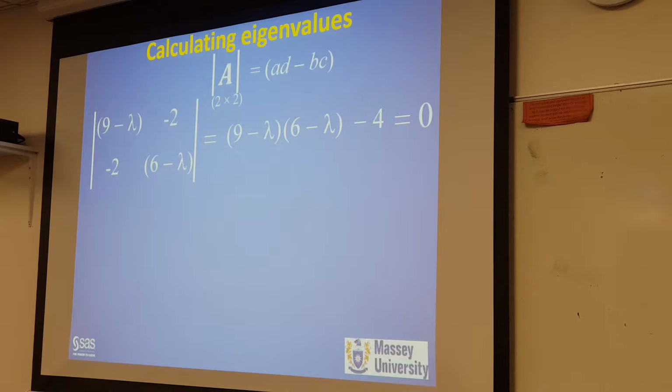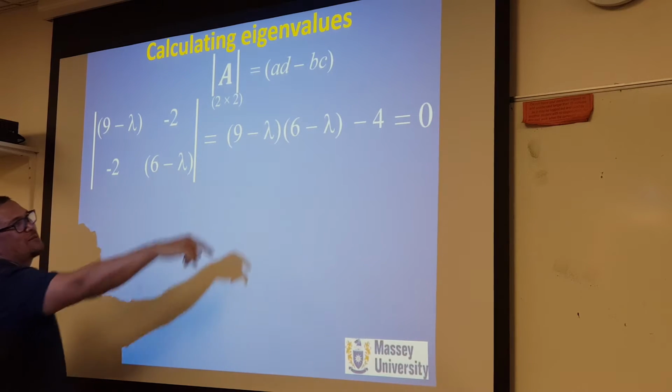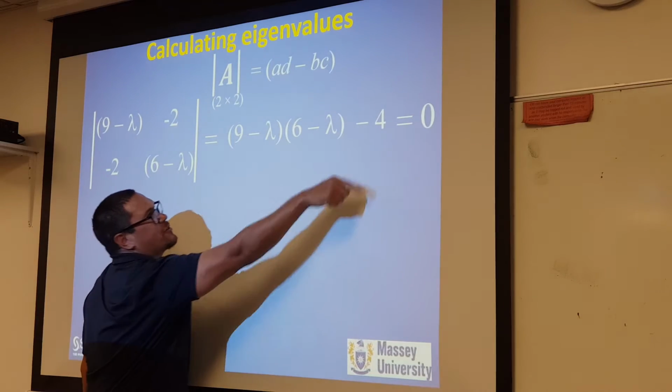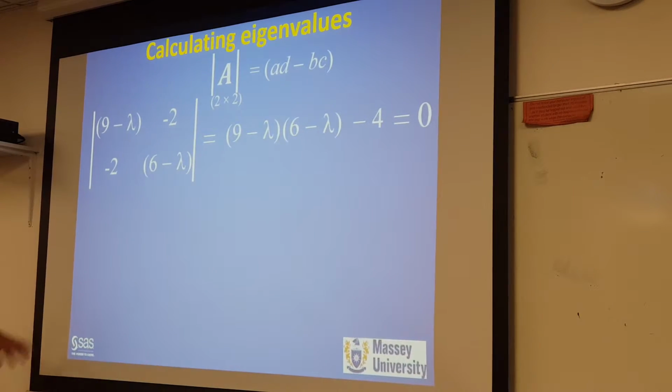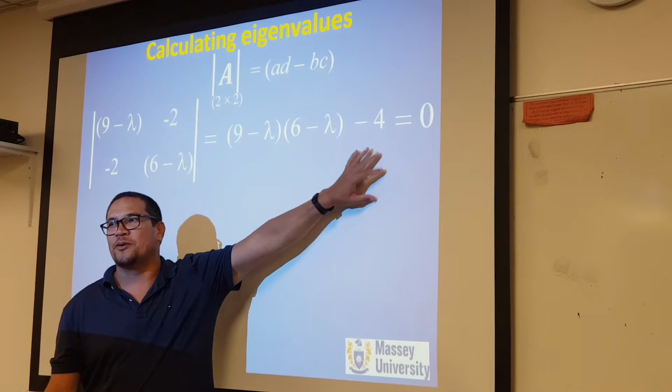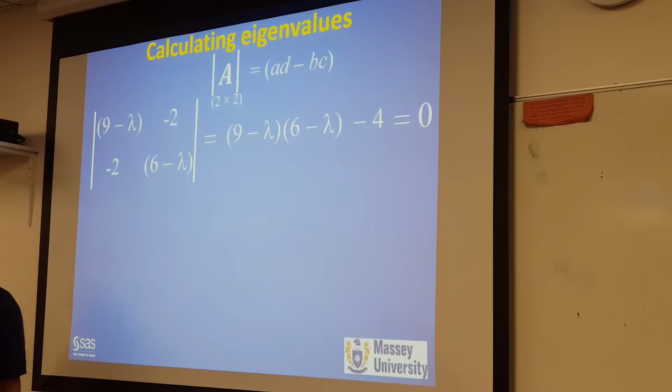You'd have to do it once more. We end up with a quadratic equation, 9 minus lambda times 6 minus lambda, and then we've got this minus 4 bit here that we have to do for the determinant. So this is the equation for the determinant, right? And we know that if that's equal to 0, we can find values of lambda that make that equal to 0. Those values of lambda are going to be the eigenvalues.